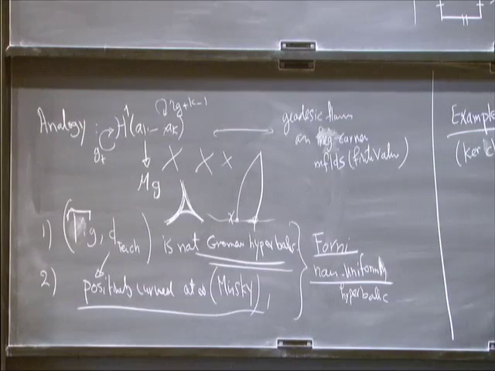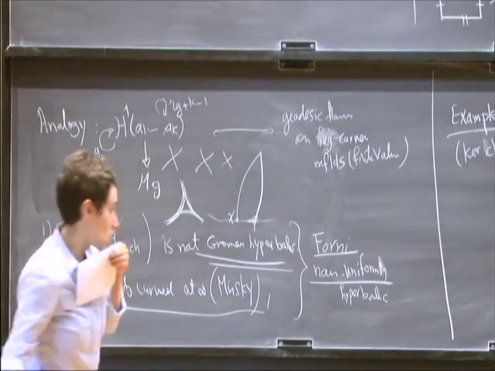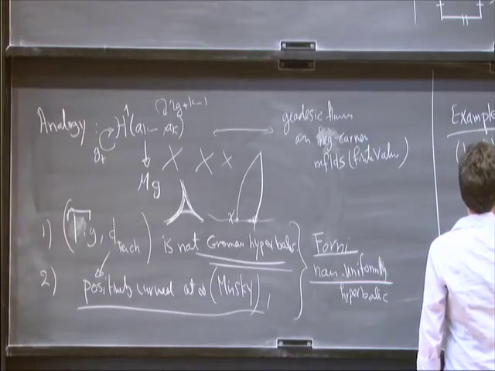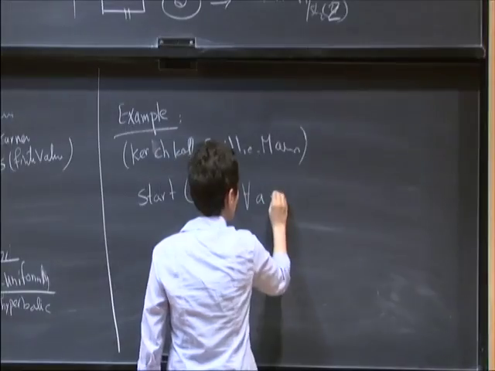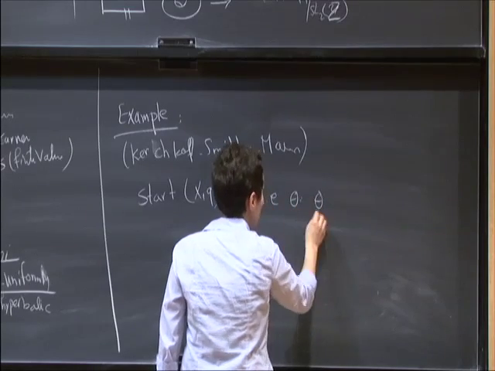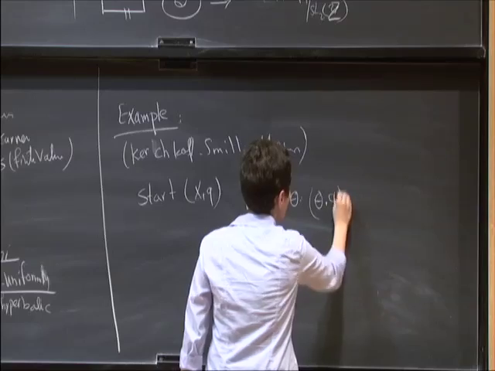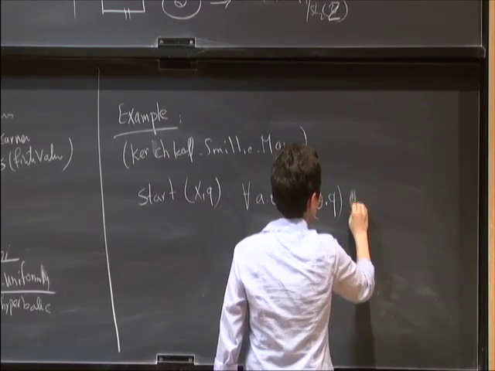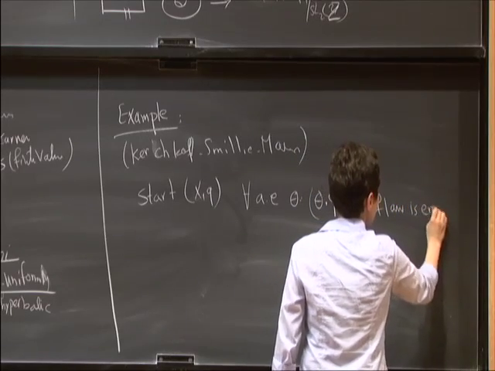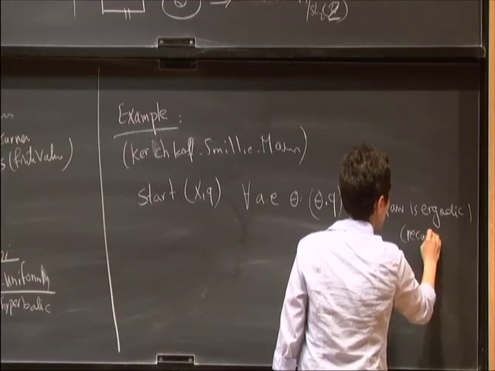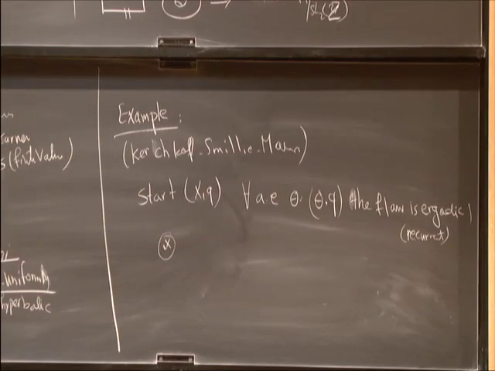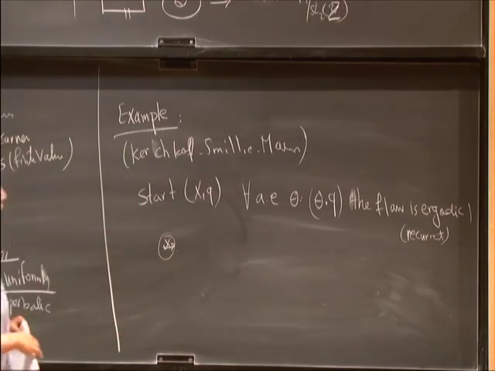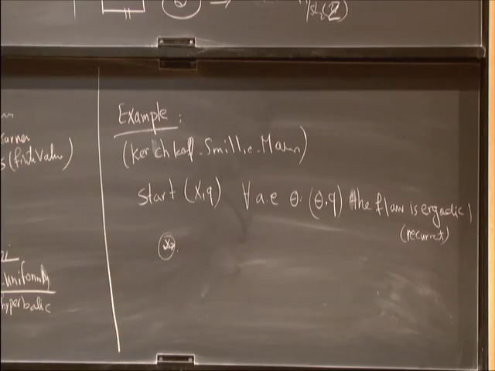Masur, and Smillie, for example, that says that for almost every direction, if you start from x in Q, and you just look at the action by rotation, if you act by theta, so I write theta times q, the flow is ergodic. I'll explain what I mean. So if you start from a point, there's a natural S1 action on H1,2. And for almost every direction, basically the geodesics don't go to infinity straight up. They come back to the compact set. If you fix the compact set, they come back to this compact set infinitely many times.